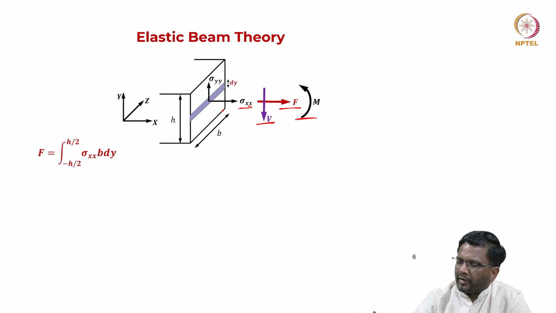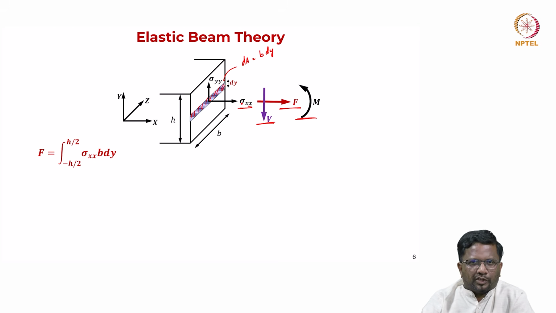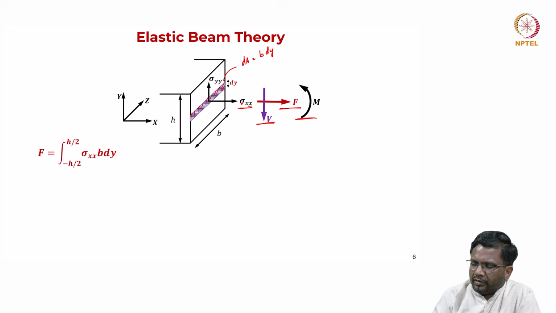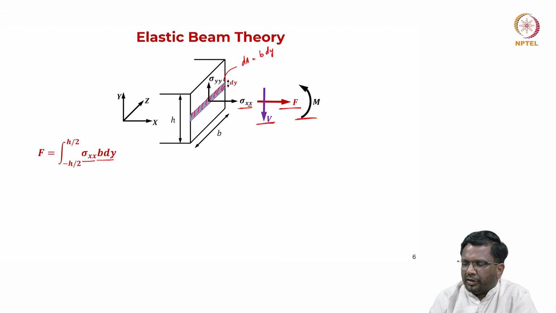Now, if you look at this small highlighted element, we can also calculate its area, dA, which is equal to b into dy for the cross section. We know that force is nothing but stress into area. So, sigma xx, the stress, into the elemental area b into dy, will give me the force acting on this shaded area. Now, I want to calculate the force on the entire cross section.